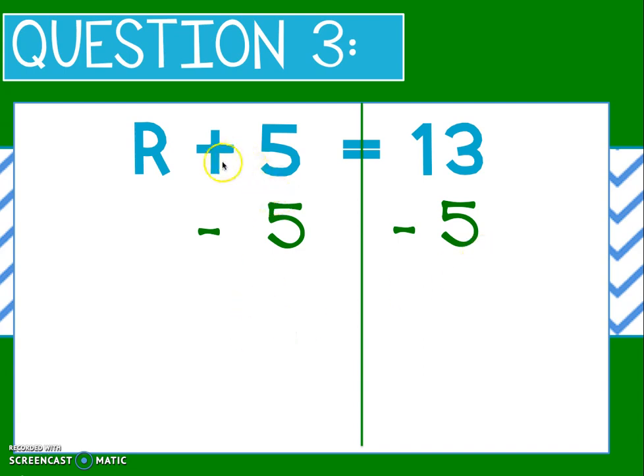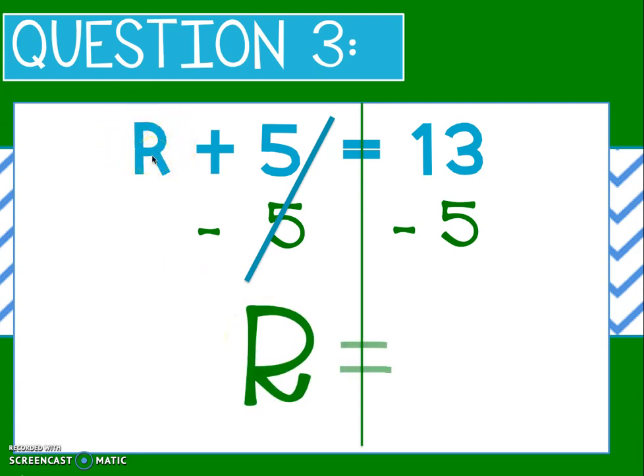All right, so on the left, we have a plus 5 and a minus 5. Those two are going to cancel each other out, and we're left with just an r. Over here, we have 13 minus 5. 13 minus 5 gives us an 8. So we get a solution of r equals 8. Now again, our problem's not complete. We got to go back and substitute our r with an 8 and check to make sure that your problem is correct.